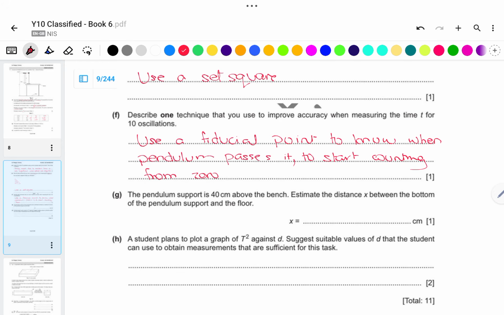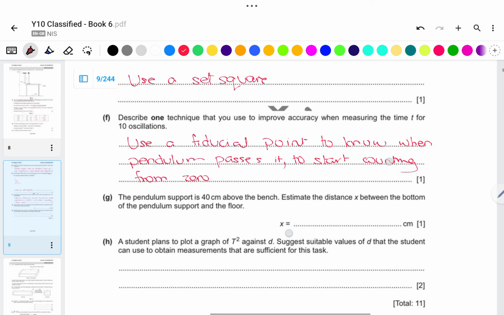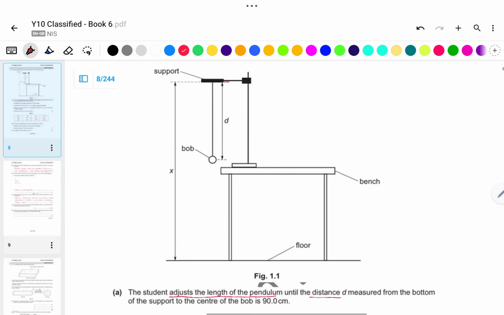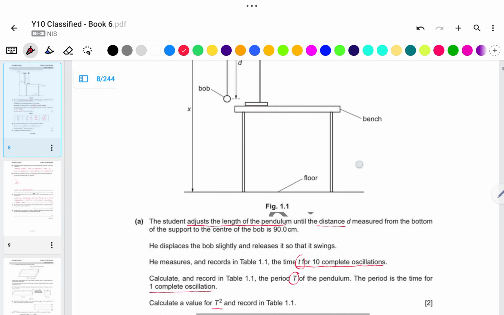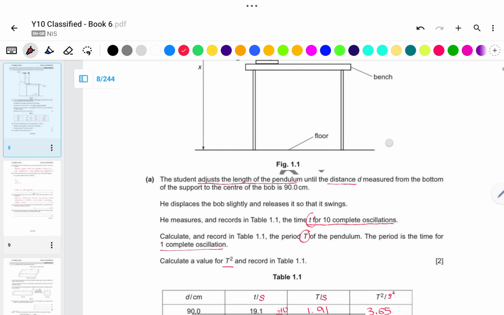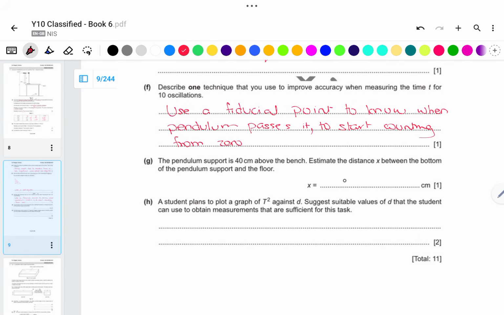Part G. The pendulum support is 40 centimeters above the bench. Estimate the distance x between the bottom of the pendulum support and the floor. Estimate means that you will not have a perfect answer. We're not all going to have the same answer. So they're saying that they changed it now, and now it's not 90 anymore, it's 40. So if I'm assuming that this is 40, then the lower part is a little bit bigger than that. So it's going to be almost 100, 120 maybe. So I'm going to write 120 centimeters. Any answer between 100 and 140 is correct.